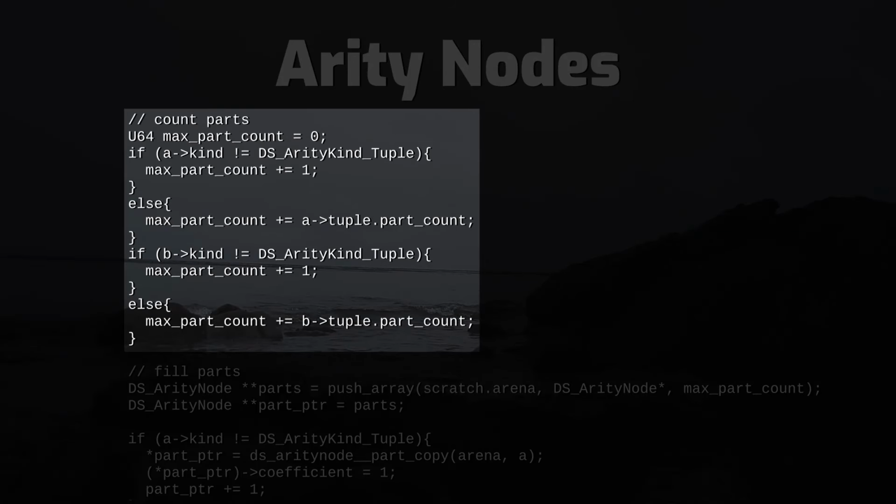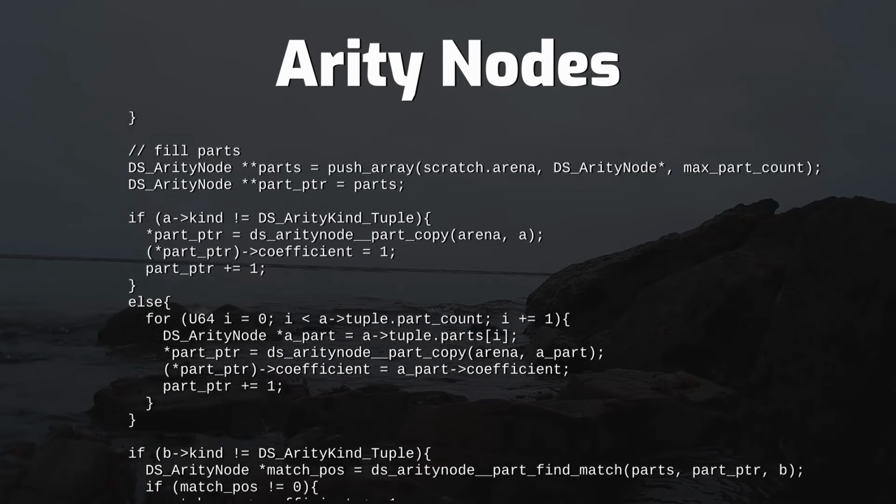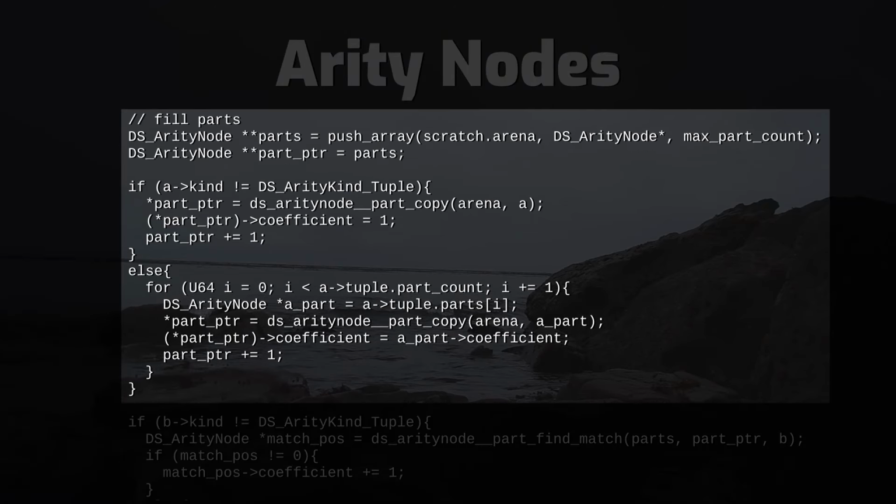Next, I count the maximum number of parts that may be needed in the output tuple. Empty arities never get this far. Singleton and arrow arities can contribute at most 1 part each, and a tuple arity can contribute at most a number of parts equal to the number of parts in the input tuple. Next, I fill the output parts up with parts from the A arity. I don't need to start deduplicating yet because a single valid arity node can't contribute any duplicate parts.